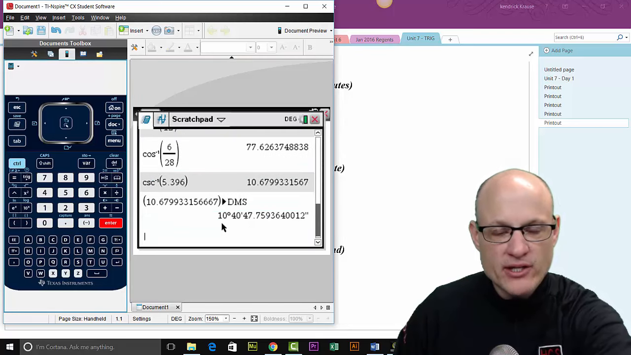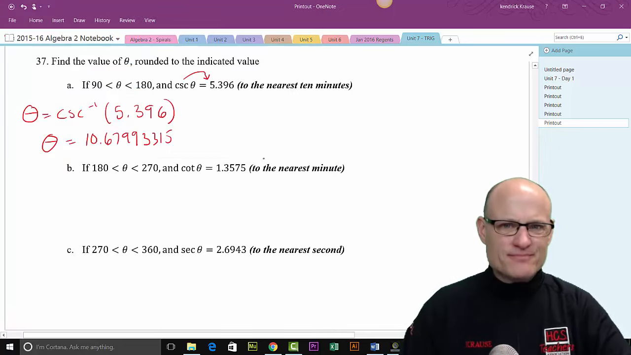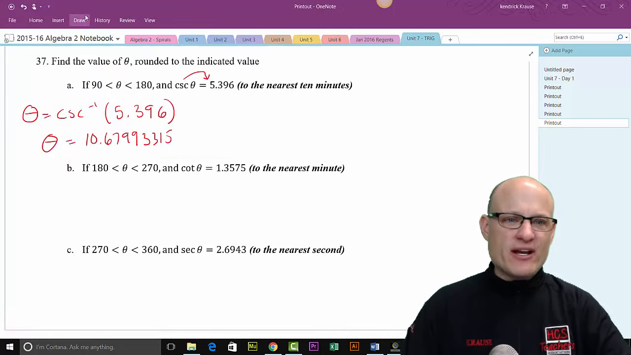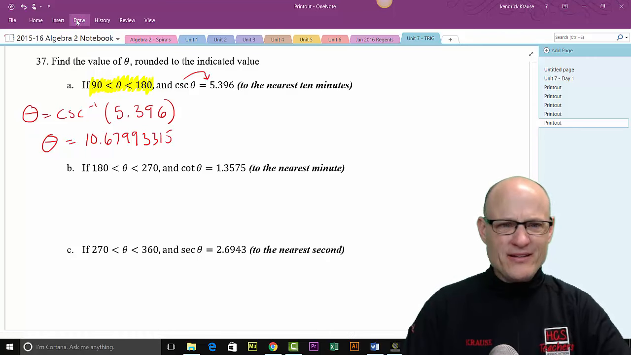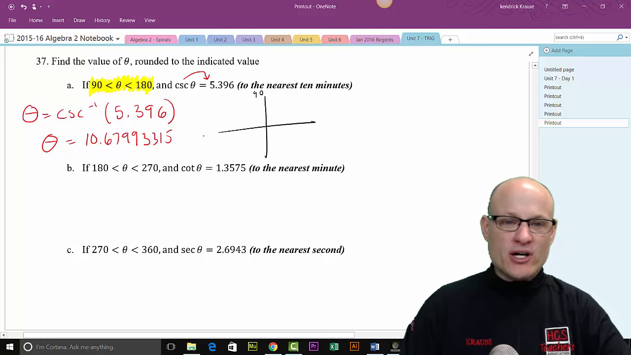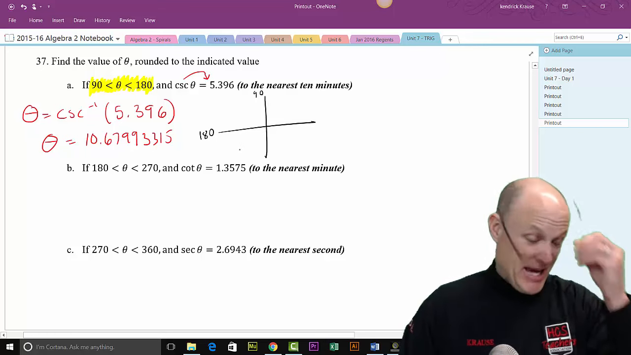But that's not right, because you have a very important piece, and that says that your angle has to be between 90 and 180. Wait a second. Let's think about this. Here's 90 degrees. Here's 180 degrees. My angle has to be between 90 and 180, and I came up with 10? Something's not right here.